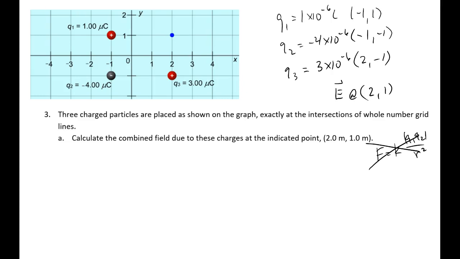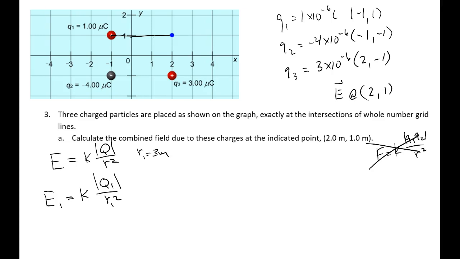So if I want to find the electric field around charges, the electric field is E equals K, the Q producing that field, over R squared. It's absolute value. So E1 would be K Q1 over R1 squared. Now, how would I determine R1? Well, R1 would simply be the distance from here to that point. In this particular case, it's pretty easy to figure out: 1 meter, 2 meter, 3 meters. So R1 is 3 meters. Let's go ahead and do that first.